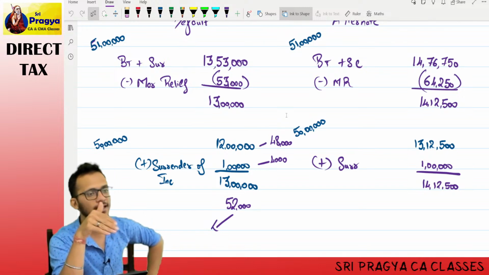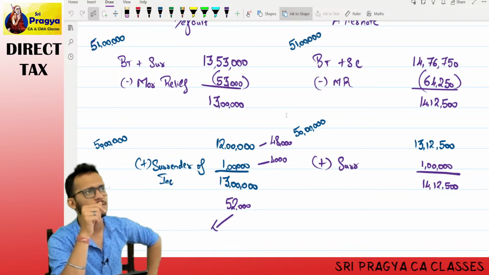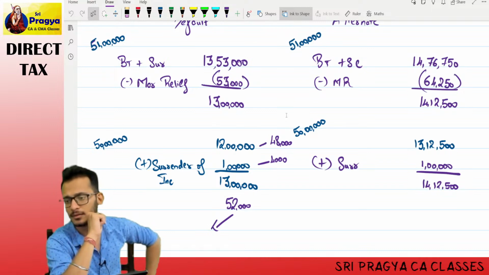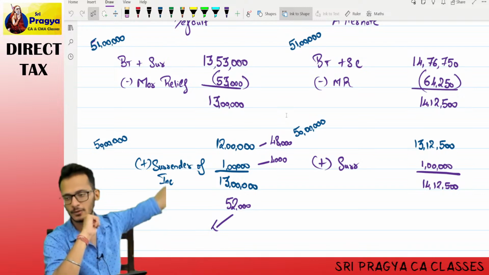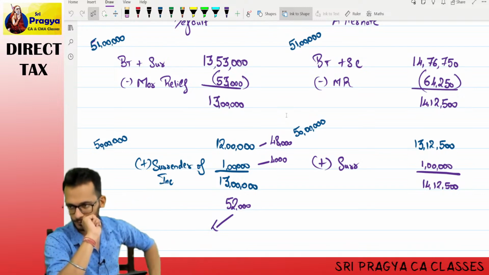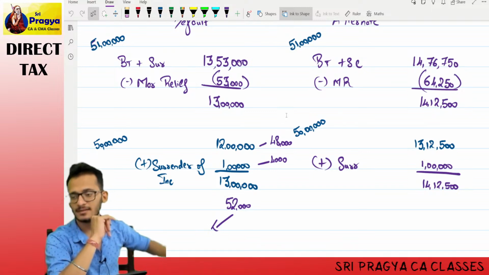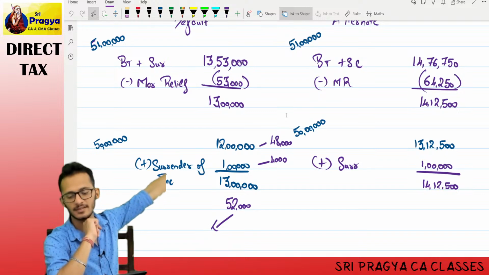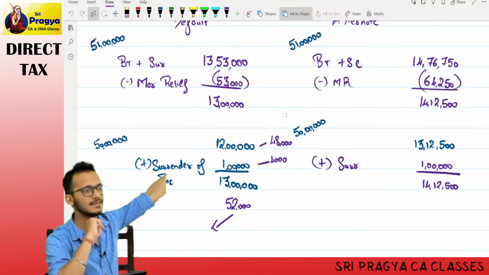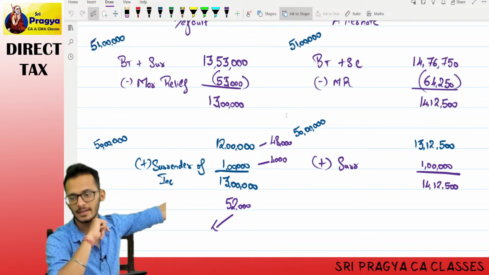Yes, go to 50 lakhs. Correct. I told 14,12,500. 64,250 only. What is there on the screen is right. Look at the right side. On the right side, what is the tax on the top? It is 14,76,750. What is there below?